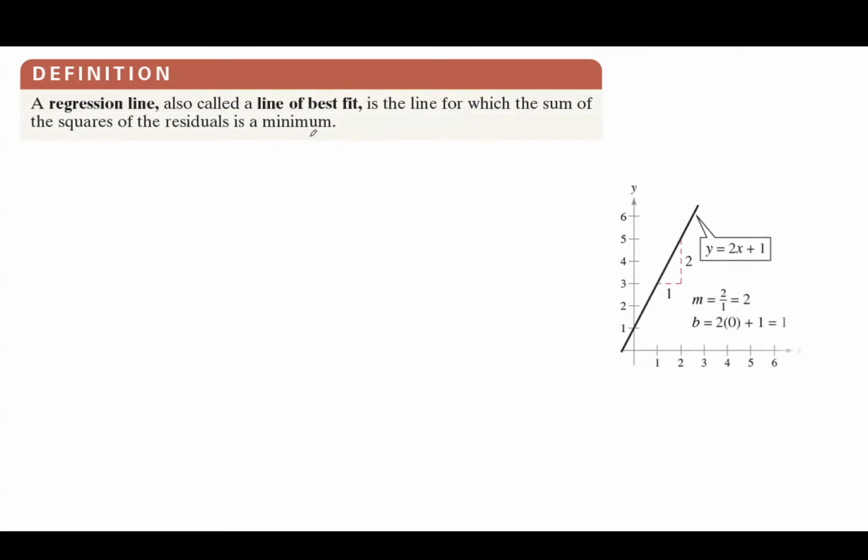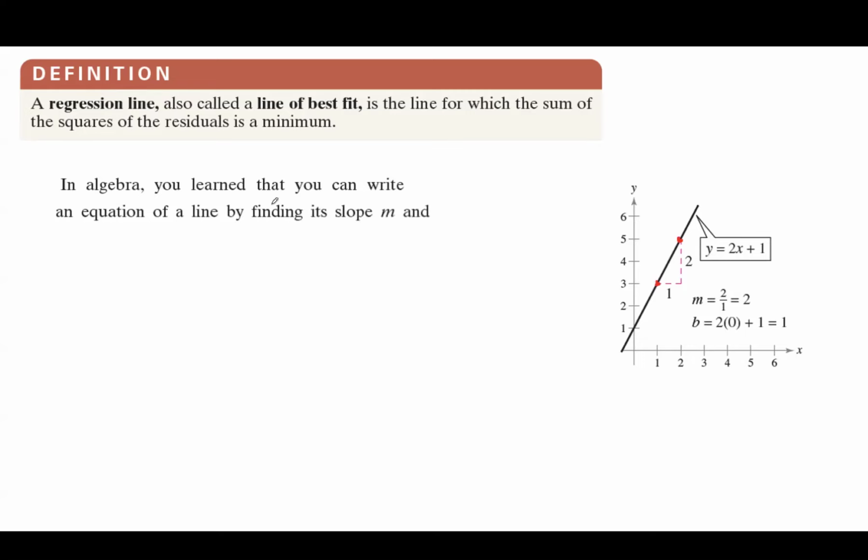Remember that in algebra, you just need 2 points to graph a line. If I have these 2 points here, then I can easily find the slope of the line and the y-intercept and use y equals mx plus b to write down the equation of the line. In algebra, you learn that you can write an equation of a line by finding the slope between 2 points and the y-intercept. The formula was basically y equals mx plus b.